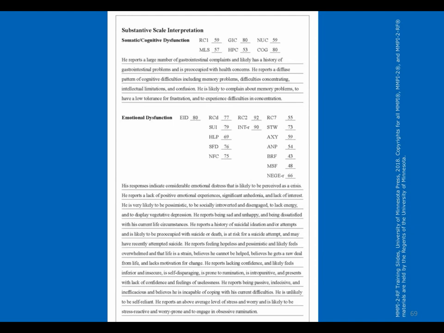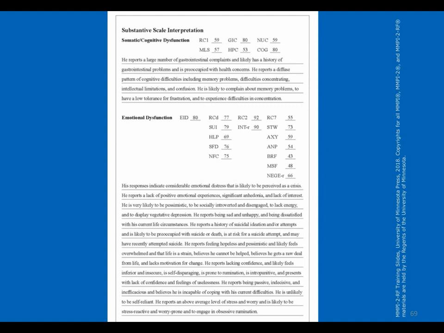Now, one thing to note is that if we did have an elevation on RC1, which we don't, but if we did, we would interpret that RC1 score first before moving into the somatic cognitive specific problem scales that are elevated. But in any case, we have here that the test taker reports a large number of gastrointestinal complaints and likely has a history of gastrointestinal problems and is preoccupied with health concerns. He reports also a diffuse pattern of cognitive difficulties, including memory problems, difficulties concentrating, etc. So we have here our interpretations for gastrointestinal complaints and cognitive complaints, both of which were elevated above 65T.